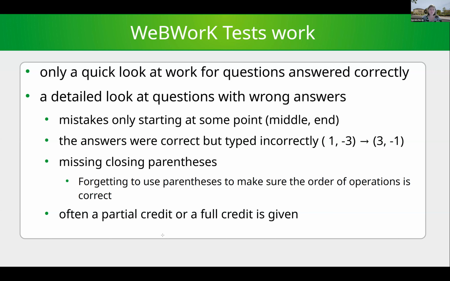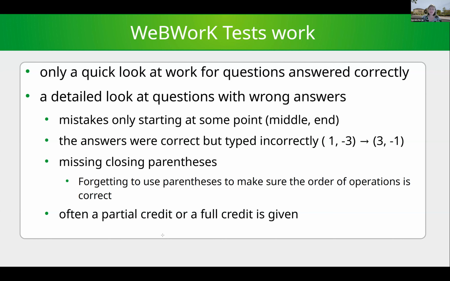And my findings were really surprising to me sometimes. I thought that at some point they made a mistake and then everything went wrong. But usually it started from the middle or closer to the end, so not at the very beginning. Some people had their answers correctly written on paper, and then, for example, they switched the signs. The answer was maybe 1 and -3, but when they were typing it in, they typed 3 and -1.